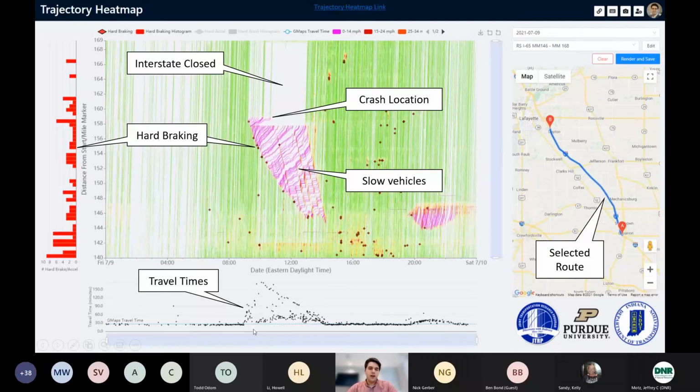As you might expect, the travel times while this accident was going on and while they were cleaning it up peaked quite a lot, up to almost 3 hours. So some of these people were sat on the interstate for 3 hours or trying to find a way out.